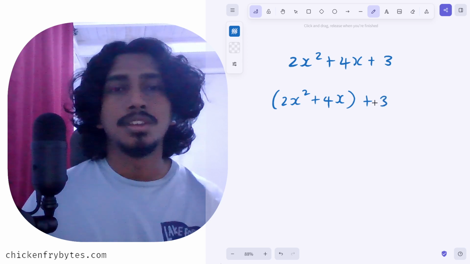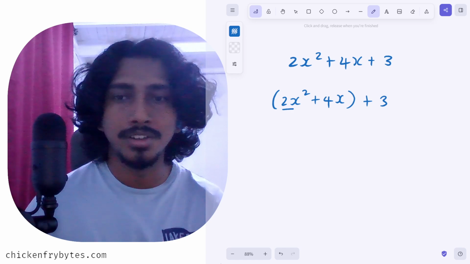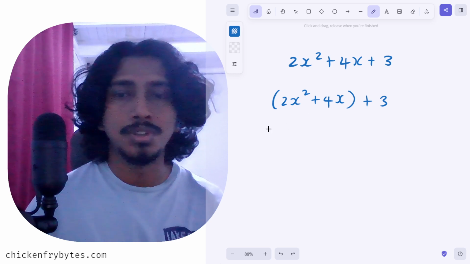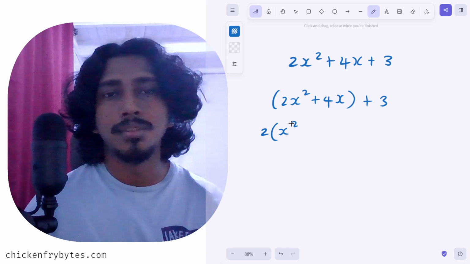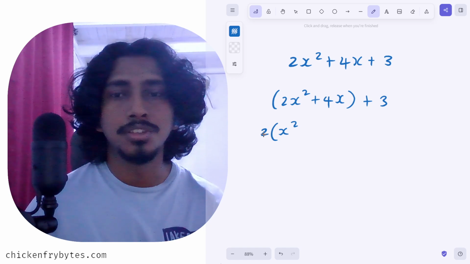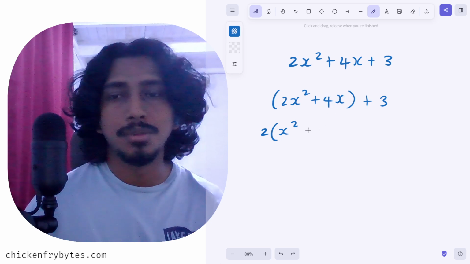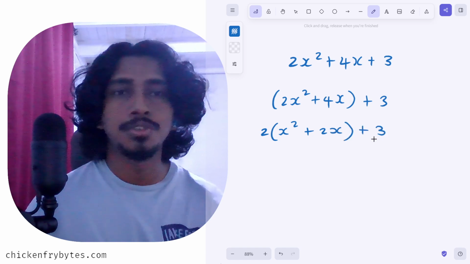That's the first step. The second step, we factorize out the coefficient of x squared, right? So the coefficient of x squared here is clearly 2. We factorize that out of the bracket. And so that will leave us with 2 into x squared, because 2x squared divided by the 2 is x squared. And then because we would have factorized out the 2, now we have to ask what is 4x divided by 2. And that will give us 2x, right? So 2x, and we close our bracket and we put our 3.